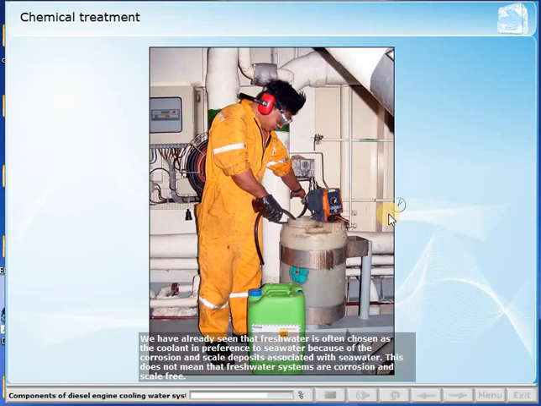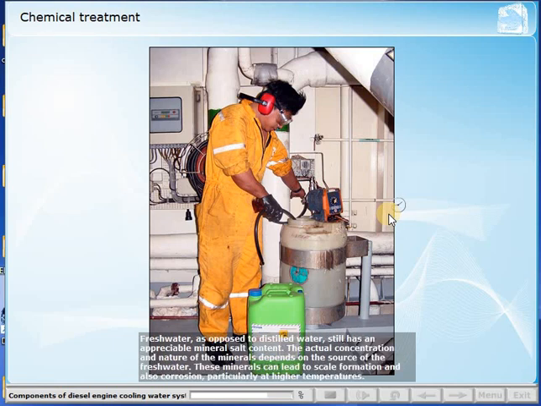We have already seen that fresh water is often chosen as the coolant in preference to seawater because of the corrosion and scale deposits associated with seawater. This does not mean that freshwater systems are corrosion and scale free. Fresh water, as opposed to distilled water, still has an appreciable mineral salt content. The actual concentration and nature of the minerals depends on the source of the fresh water. These minerals can lead to scale formation and also corrosion, particularly at higher temperatures.